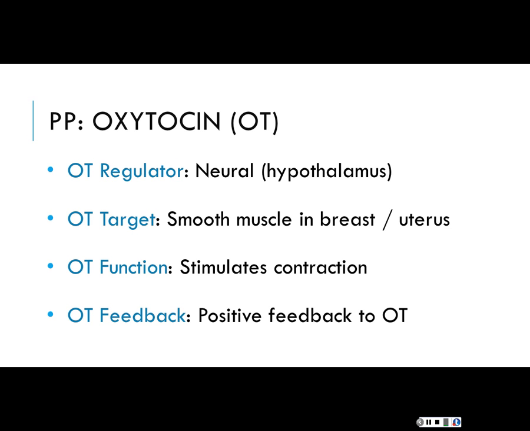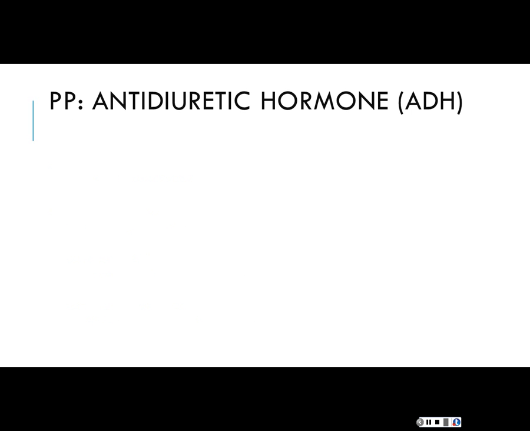All right. Another posterior pituitary hormone is called antidiuretic hormone. Its proper name is vasopressin, and that's the term. The abbreviation is ADH, also known as vasopressin. I like antidiuretic hormone, so I go with antidiuretic hormone. It spells it out for me. What does it do? Promotes water retention.